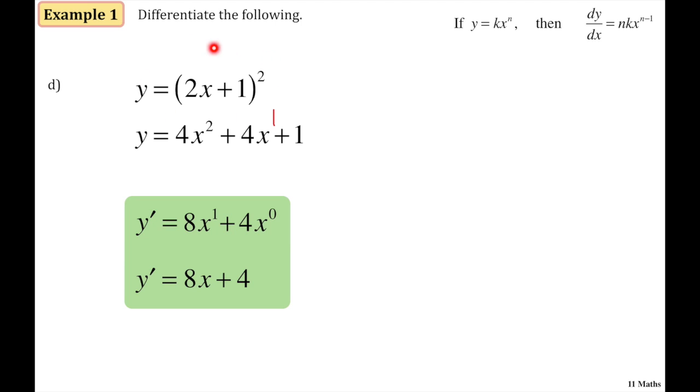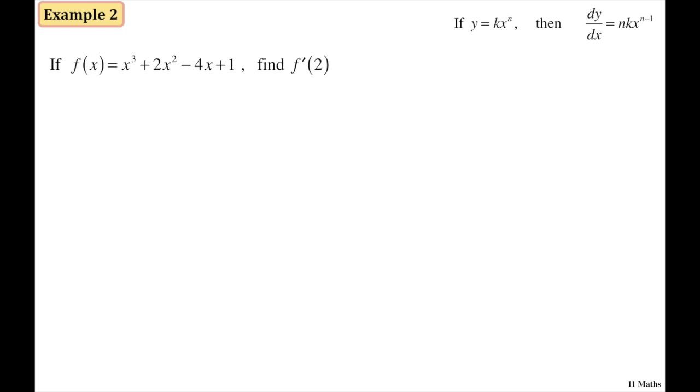We can't differentiate when the brackets are there with a power of 2 above it. So if you get a pair of brackets, we have to expand it at this stage. Later on we're going to learn another technique which might be able to help avoid doing that. But for the moment, you're going to have to expand the brackets. Let's go to example number 2.